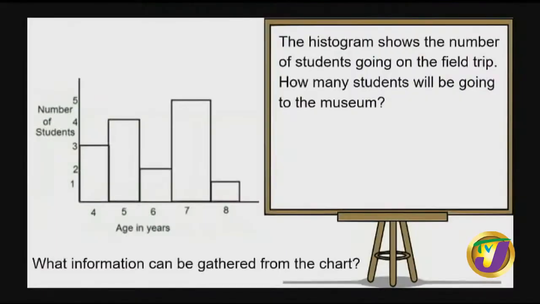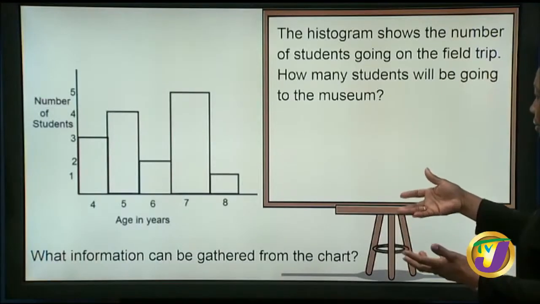The histogram shows the number of students going on a field trip. How many students will be going to the museum? So what information can be gathered from our histogram here? First, it tells us the number of students at different age levels, because on the x-axis it states age in years, and on the y-axis you'd have seen the number of students. So it's definitely telling you the age and how many students exist at that age. All of these students are going to the museum.